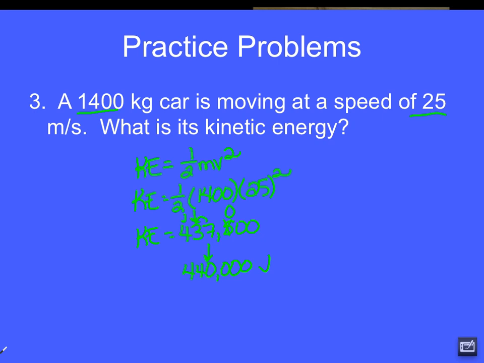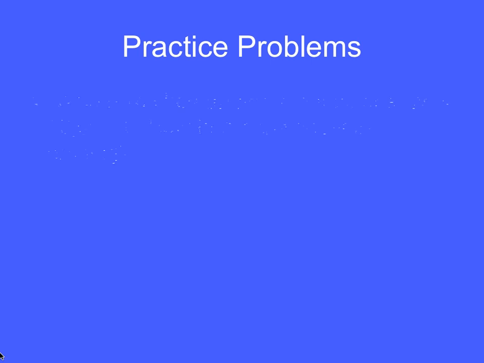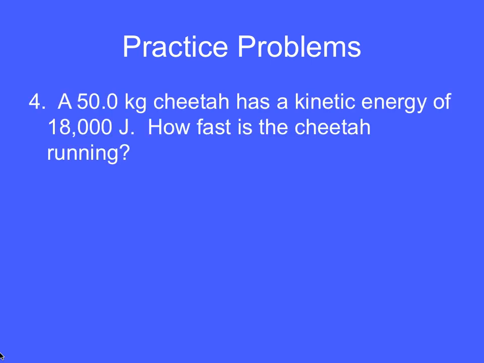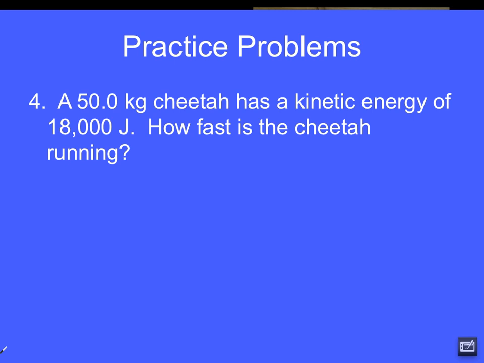Now, the last practice problem is a little bit different than the other 3 in that we can also solve for something different besides kinetic energy. In this case, we have a cheetah that is running, and it is a 50 kilogram cheetah, but we're given the kinetic energy, and we're being asked how fast. So this one I am solving for V. When I set up my problem, I'm going to put 18,000 on this side, and then 1/2 times my mass times V squared.